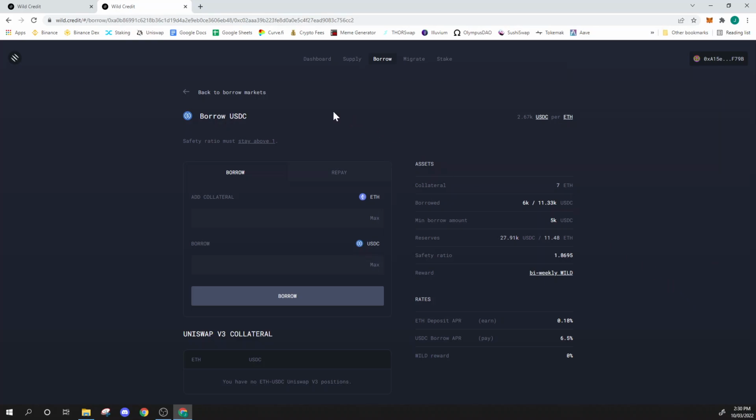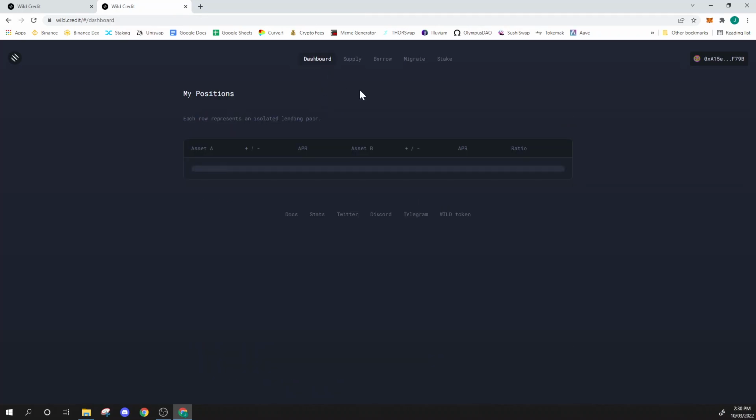Now from here, when we're playing around with wherever we're using that $6,000 and we come back to the Wild Credit platform, we can jump to the dashboard just to get a bird's eye view and see what both our borrowed positions are, as well as our collateral that we've supplied as well. So we can see here that we've got two assets, Ethereum and USDC, which is indicative that we've provided collateral and borrowed through the Ethereum and USDC lending pool.